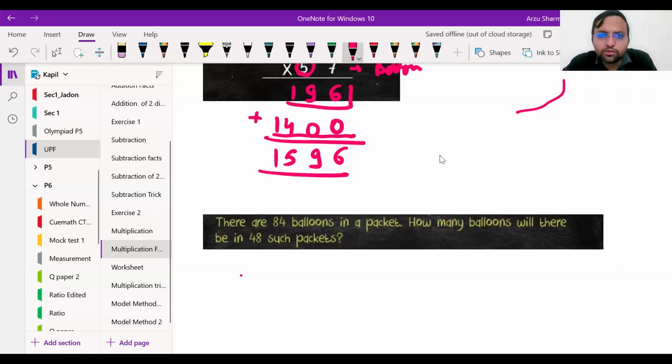Caustic. What's 1400 here? Okay, solve this question. This one.